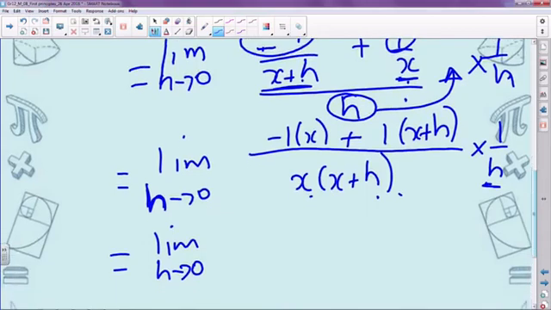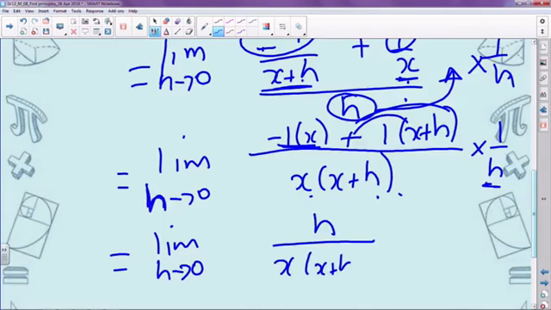All right, let's now add our like terms. I've got minus 1x plus x plus h. So minus 1x plus x is going to give me 0. All I'm left with in the numerator is h. In the denominator, I've got x times x plus h times this other 1 over h.